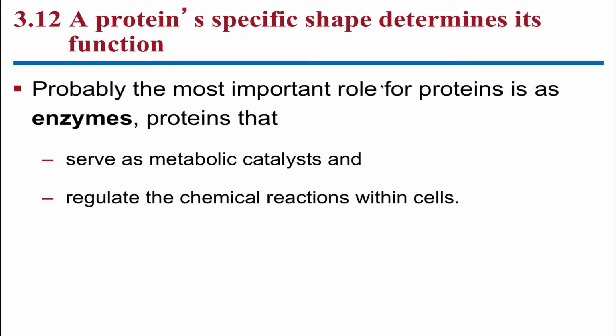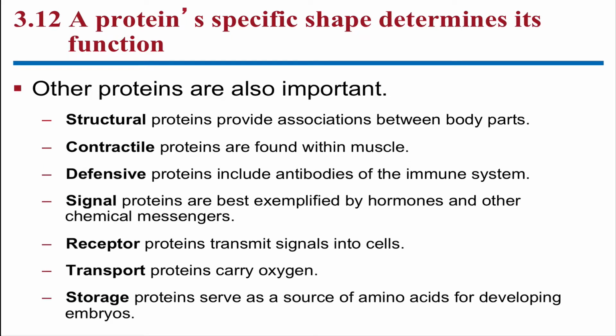So probably the most important role for proteins is as an enzyme. This is probably one of the most important things that occurs in the human body, because enzymes speed up the rate of chemical reactions. In other words, they speed up the metabolic reactions that occur. So they serve as catalysts. So this regulates chemical reactions within a cell. It could be anything. So many different kinds of reactions occur. Again, they speed things up, slow things down because of enzymes. So other proteins are also important, aside from being enzymes.